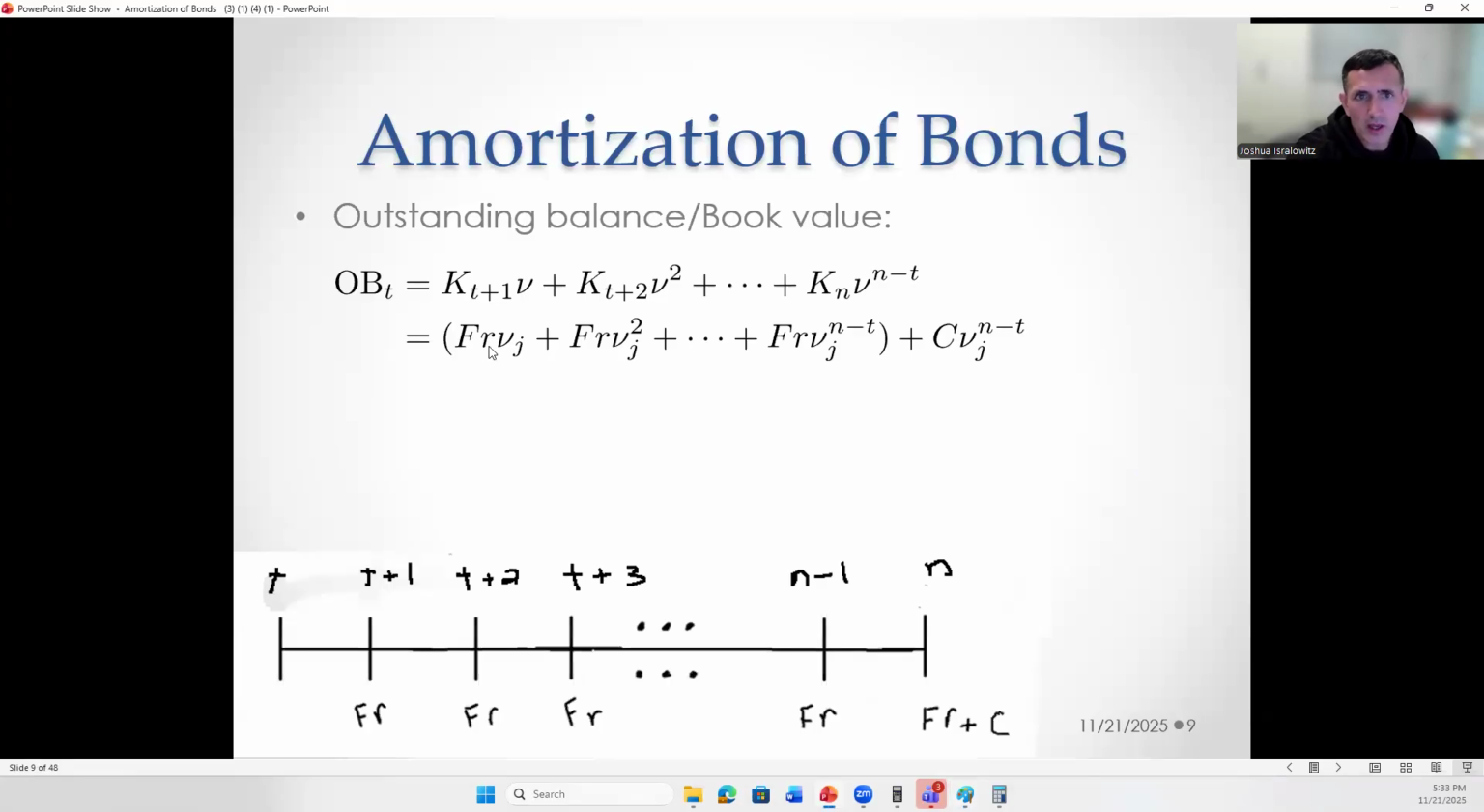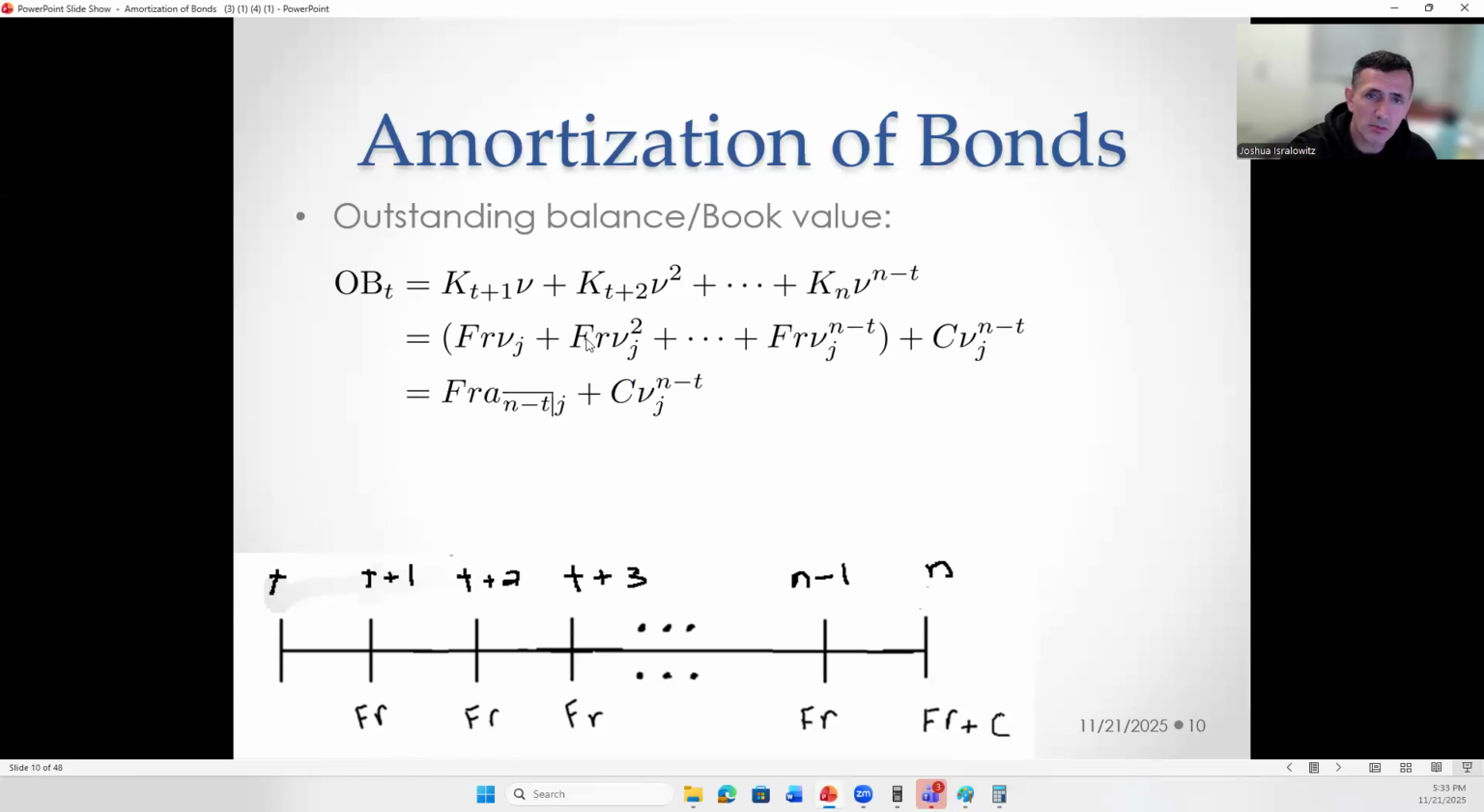So we discount this coupon once, this coupon twice, this coupon three times, and so on. Discount this coupon n minus t times, that's the last one here. So this whole thing is n minus t periods, and then we discount redemption by n minus t periods. This is just the present value of the following time diagram at the beginning, where the beginning here is time t instead of time 0.